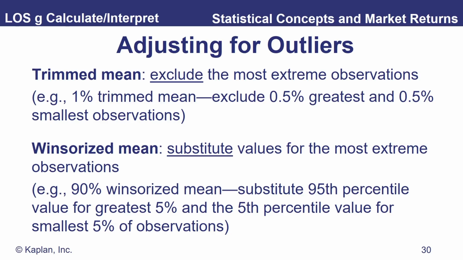Now, another name for modified outliers is censored outliers. The idea is this should give you less bias than simply excluding outliers. So let's have a little look at this. We've got an example of a 90% Winsorized mean. What we're going to do is substitute the 95th percentile value for the greatest 5% of observations and the 5th percentile value for the smallest 5% of observations. What does this really mean? Well, I've put together a little illustration to demonstrate this.